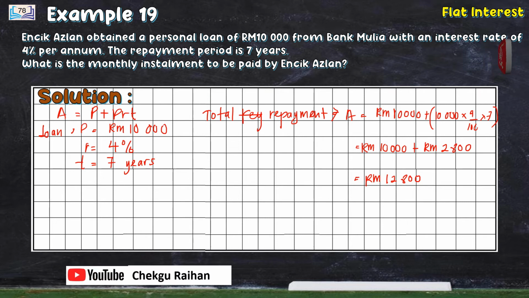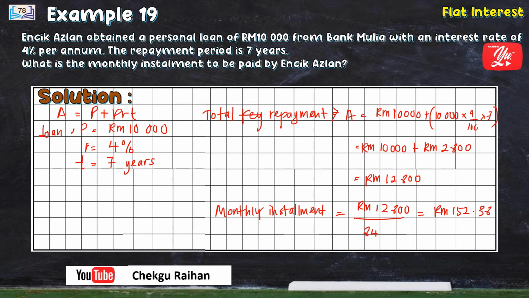The monthly installment equal to RM 12,800 divided by total of month for 7 years. So 84 months equal to Ringgit Malaysia 152 ringgit and 38 cents.